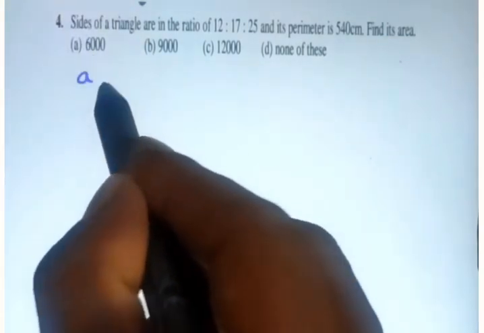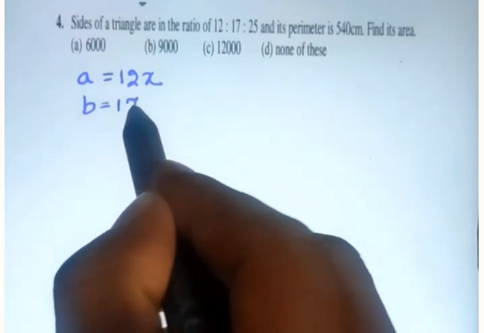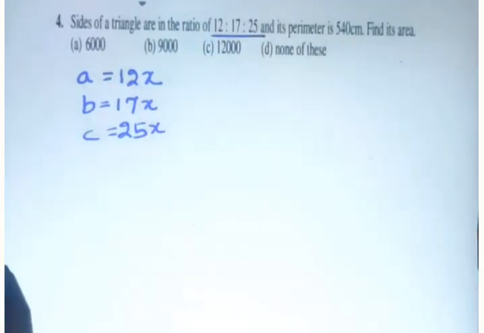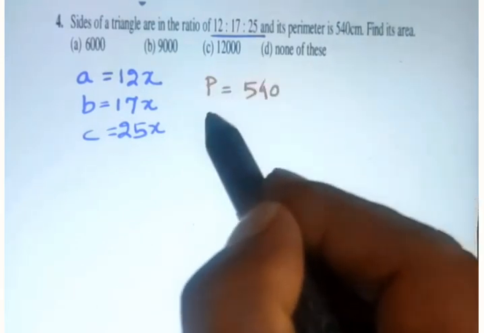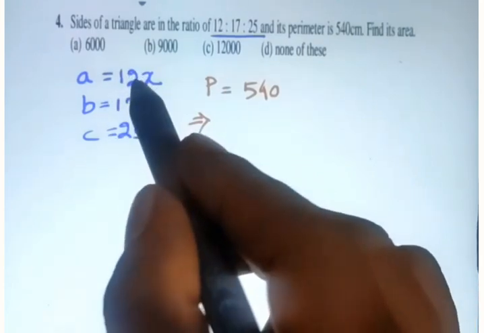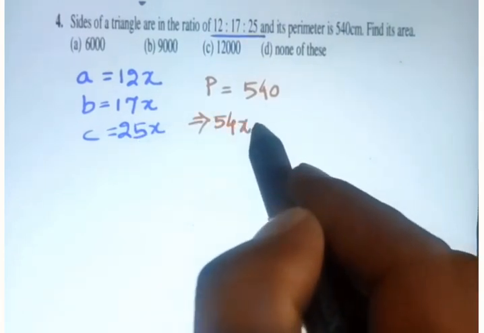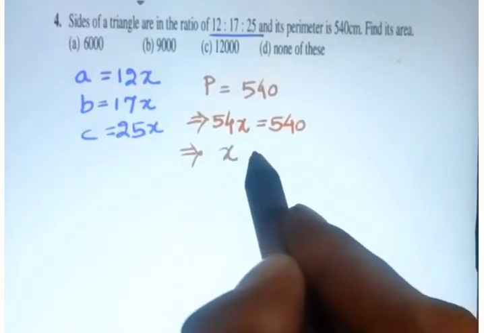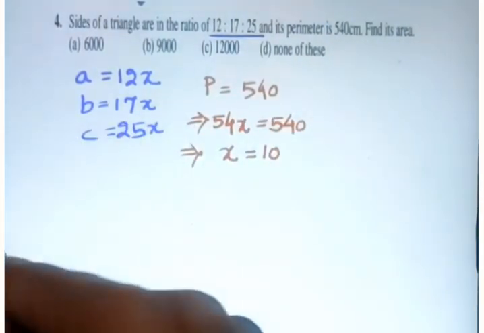At first, we will need to assume the sides be A 12x, B 17x, and C 25x. As the ratio is given 12 is to 17 is to 25. Again, the perimeter is given 540. So the perimeter is nothing but the sum of these three sides. So the sum of these three sides gives us 12 plus 17 is 29, 29 plus 25, which is equal to 54 times x is equal to 540. By solving this equation, we get x is equal to 540 upon 54, which gives us 10.